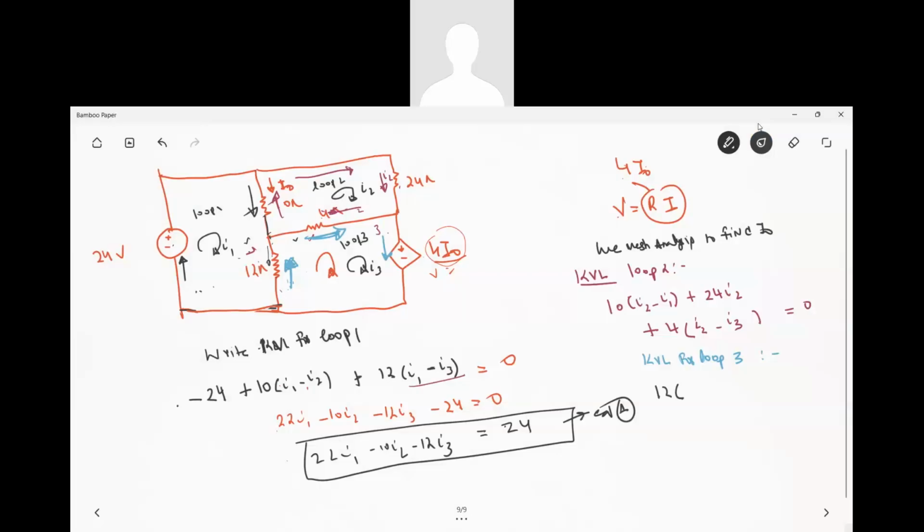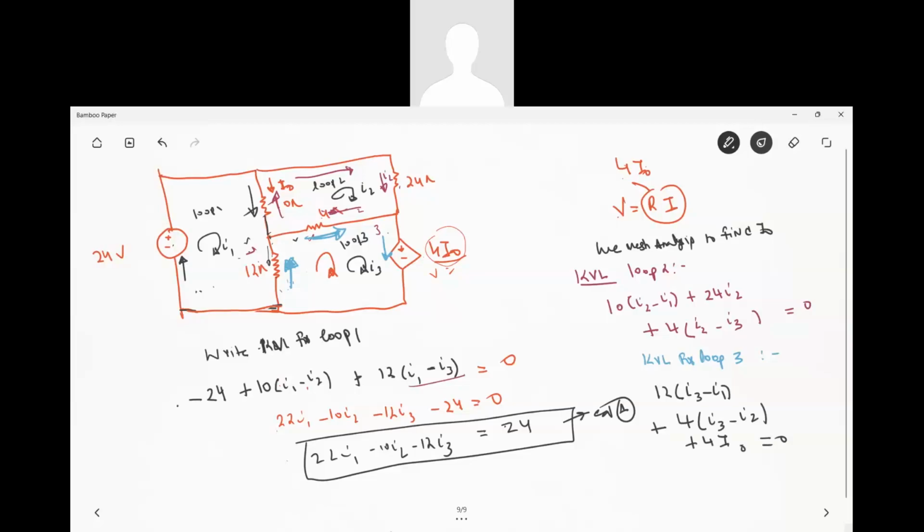12 into (I3 minus I1). Shabash, very good. Be confident, be bold. Plus, very good. Tell here. 4, very good, shabash. Come on. (I3 minus I2). Very good. Yes, this is what I need. Then here plus 4 I naught, correct? Yeah, 4 I naught. I naught as it is, I'll write I naught, okay? 4 I naught is equal to 0.